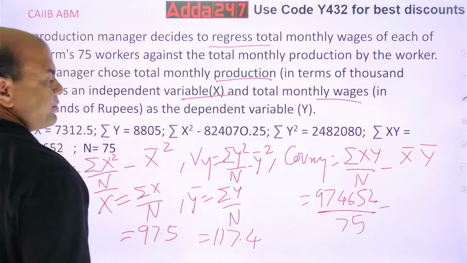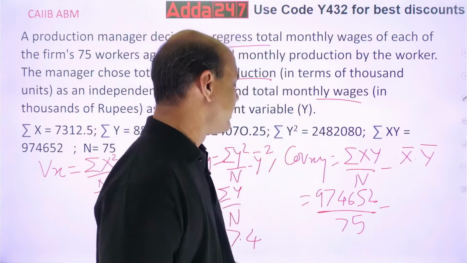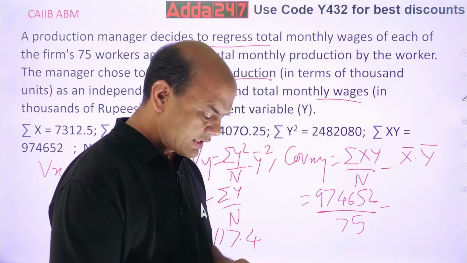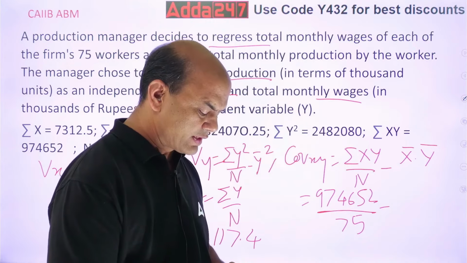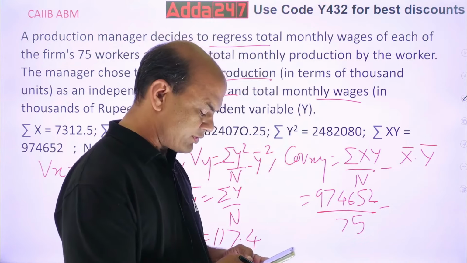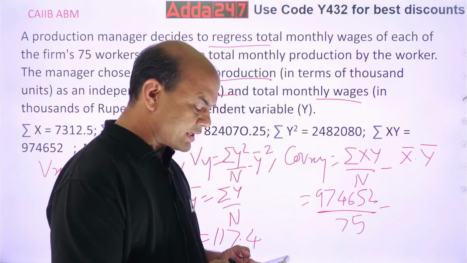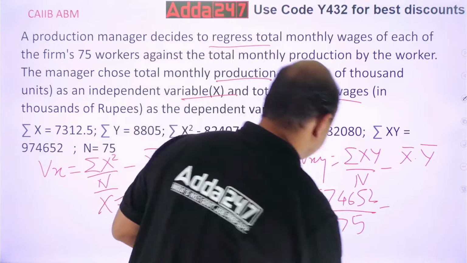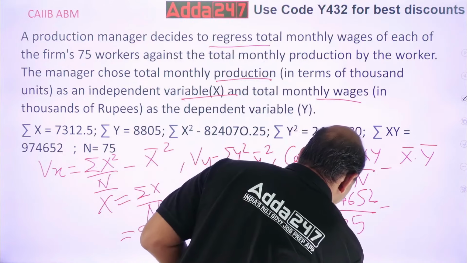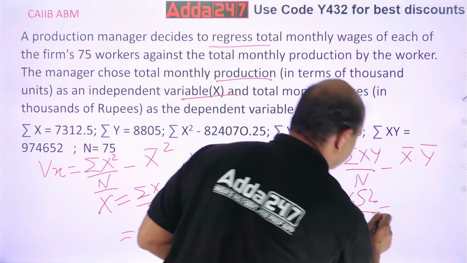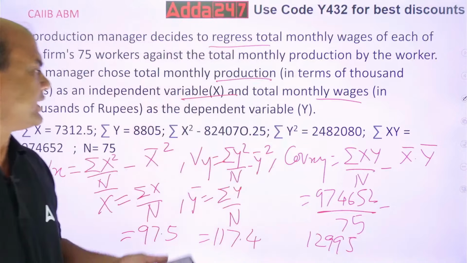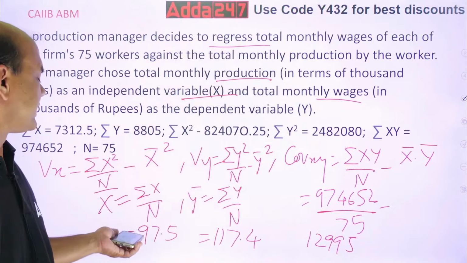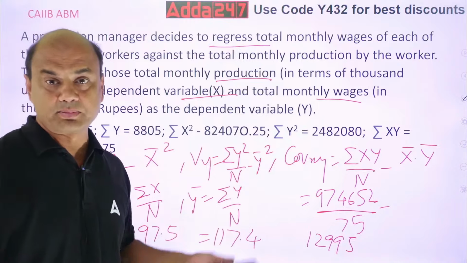Now this summation xy upon n. 974652 divided by 75. So this I am getting is 12995. I am ignoring the points. Minus x bar into y bar. X bar is 97.5 into 117.4. Multiply this.